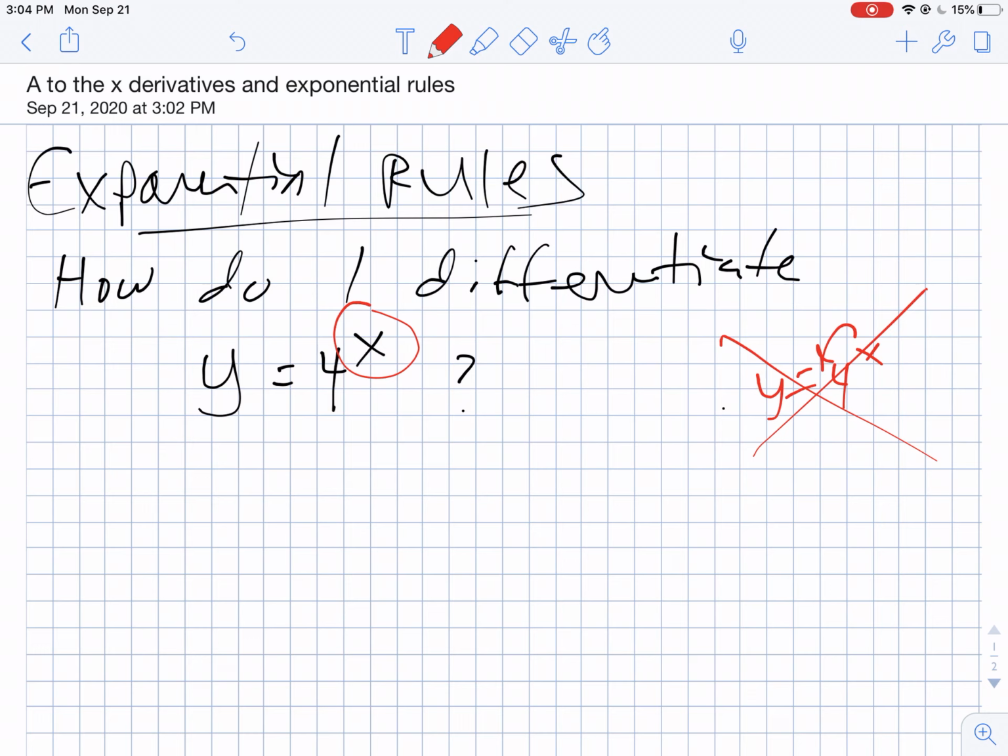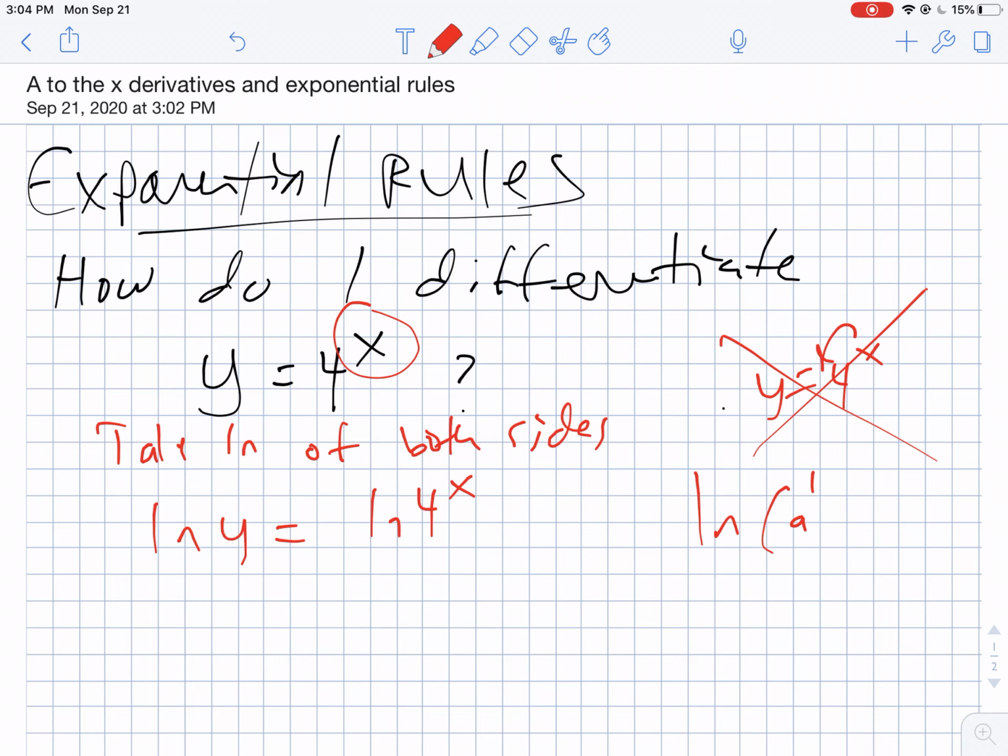So I'm going to come up with a formula right now, and then I'll show you what the pattern is. So let's try something weird. Before we even do this, let's take the natural log of both sides. So we'll take the natural log of y equals the natural log of 4 to the x. Now, one of the things you might remember is that if we have the natural log of a to the b power, you could bring that exponent down in front and write it as b times the natural log of a. So I can do that as x times the natural log of 4. Bring that power down in front.